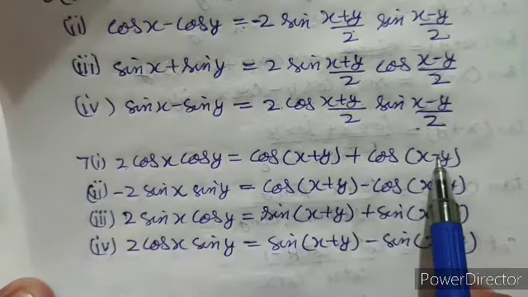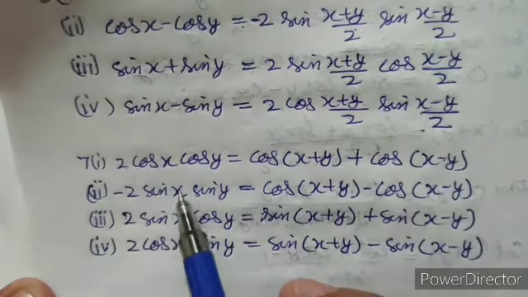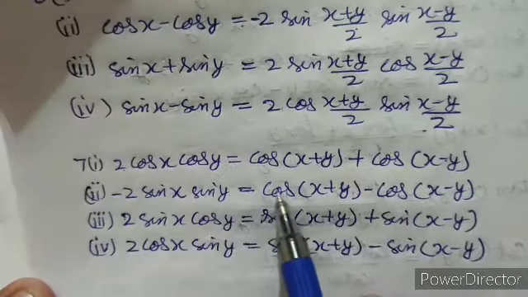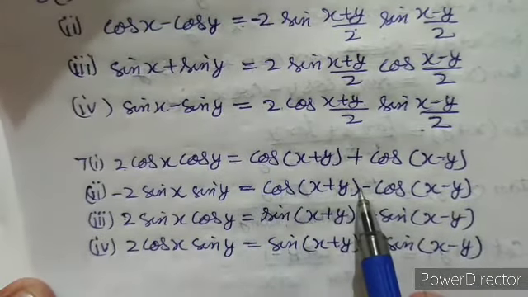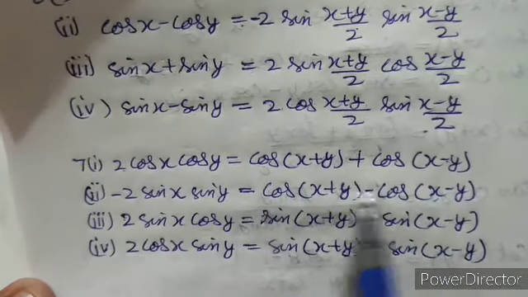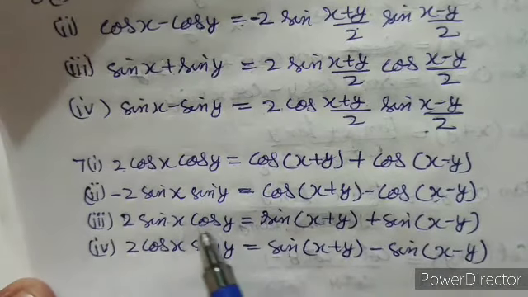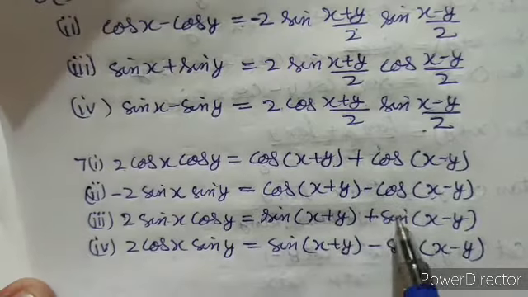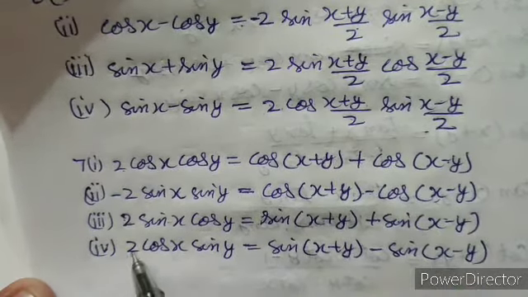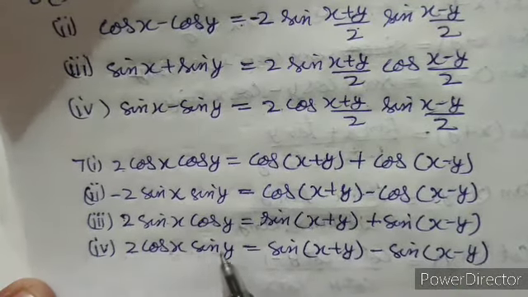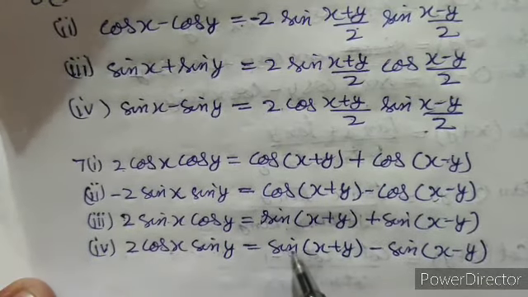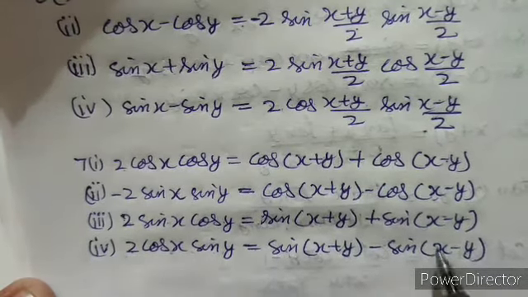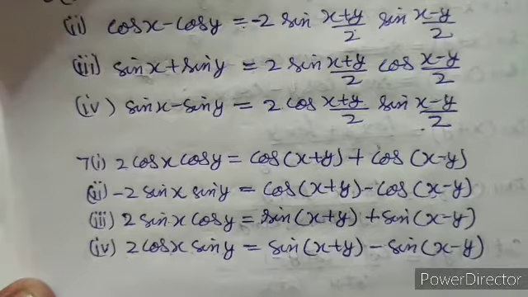Now the seventh identity: 2 cos x cos y is equal to cos x plus y plus cos x minus y. Minus 2 sin x sin y will be equal to cos x plus y minus cos x minus y. 2 sin x cos y will be equal to sin x plus y plus sin x minus y, and 2 cos x sin y will be equal to sin x plus y minus sin x minus y.